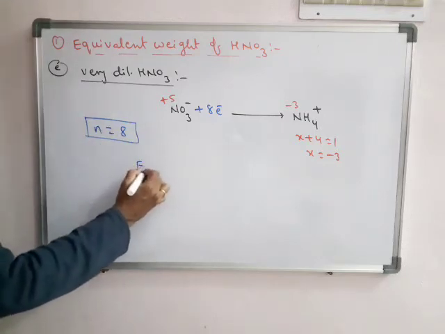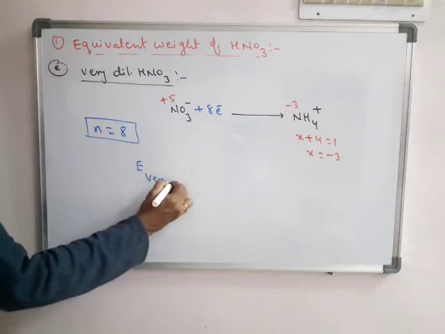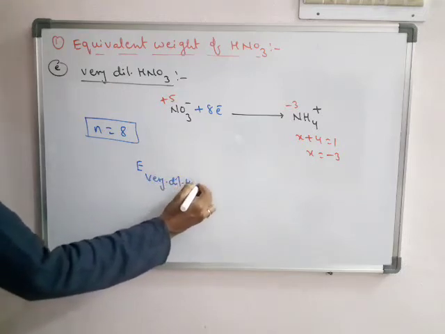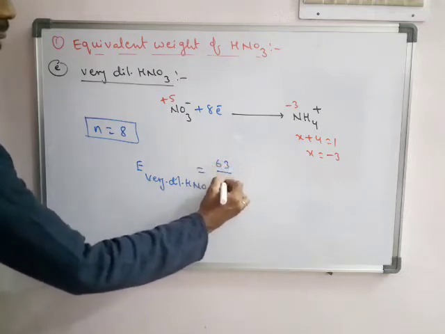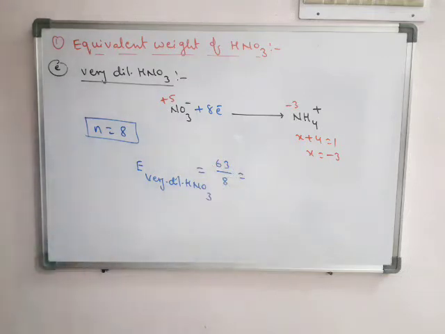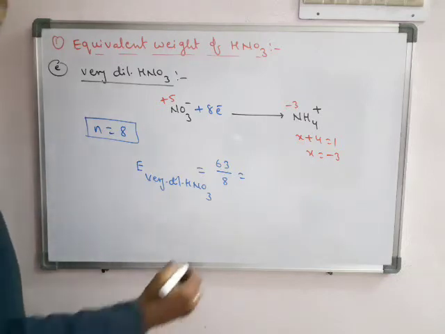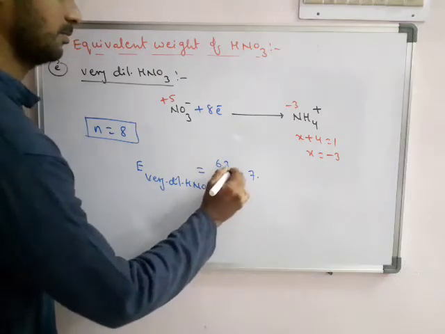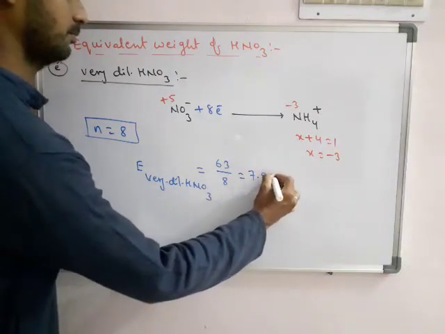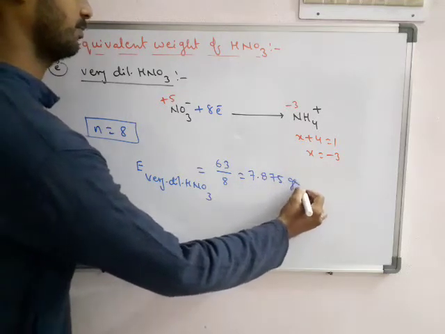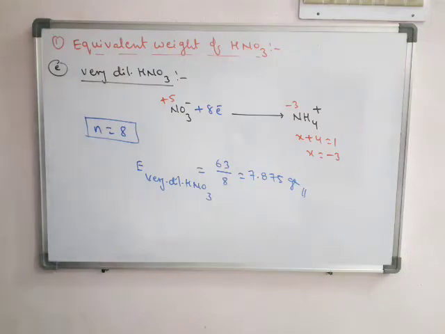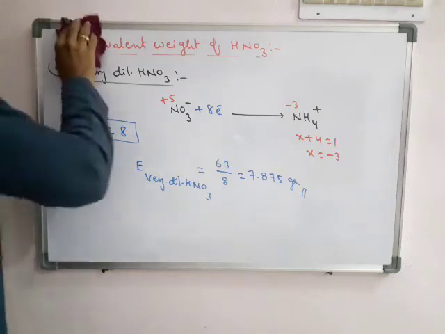So what is the equivalent weight of very dilute HNO3? 63 by 8. Okay. So this is the calculation of the equivalent weight of nitric acid. Now we see the next compound.